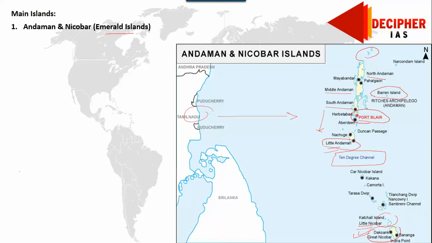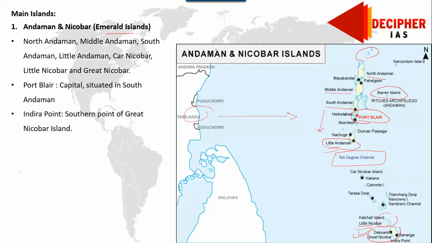So now we will take up the minute details. We have learned about North Andaman, Little Andaman, Car Nicobar, Little Nicobar, Great Nicobar, and Port Blair, the capital, which is situated in South Andaman. Indira Point, which we talked about in the previous lecture, is the southern point of Great Nicobar Island. This is Indira Point, the southernmost point of the Indian Republic.